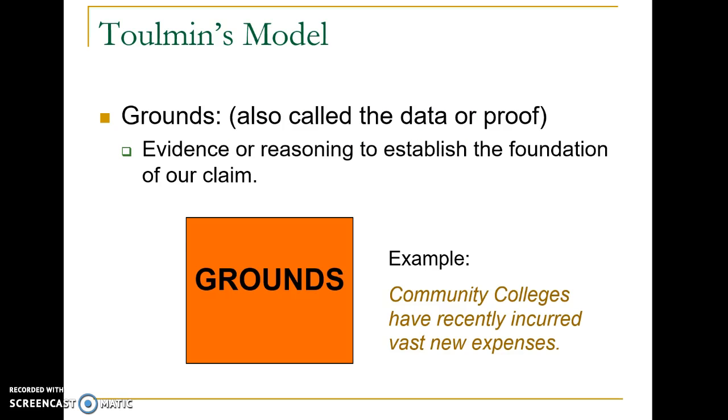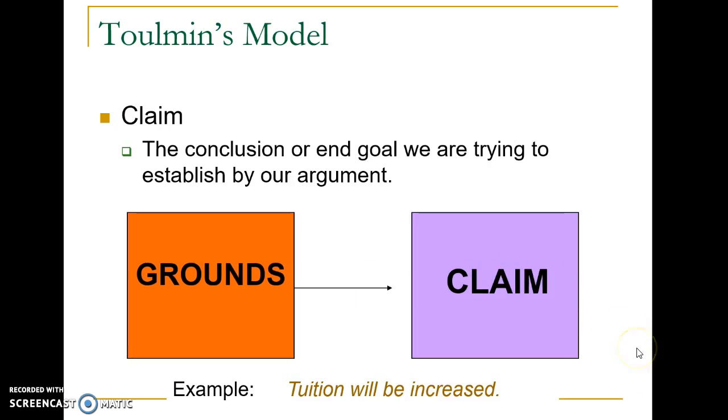So first of all, the first section that I want to make sure you have in your notes is the grounds. And we've gone over this in class quite a bit, but the grounds can also be called the data or the proof. This is the evidence or reasoning to establish the foundation of your claim. The grounds lead to the claim. So the claim is the conclusion or the end goal that we're trying to establish by our argument.